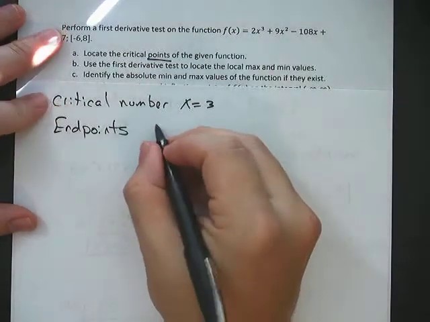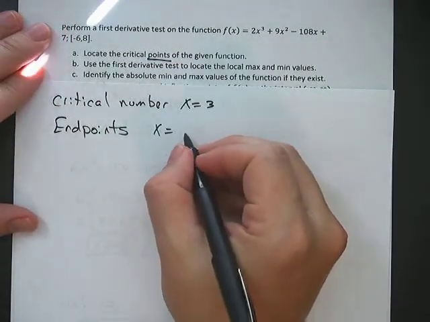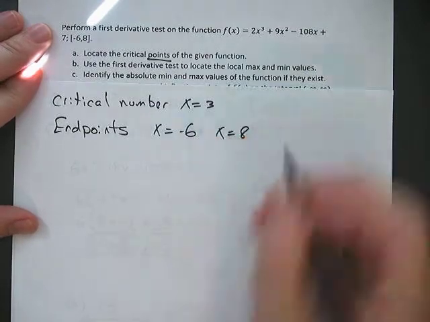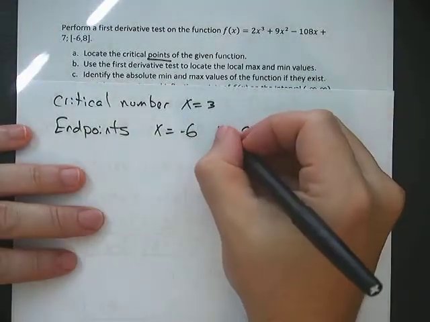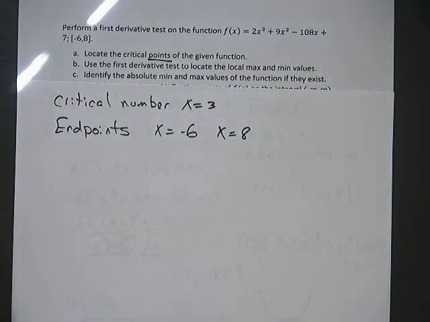So our endpoints would be x is equal to, what was the interval? -6 and 8. Okay, sorry, my writing's getting kind of atrocious there. So our endpoints are -6 and 8, and our critical number is 3. We need to plug all of these in to see if they are the absolute min and max of this function. Do we plug them into the original function or the derivative? Well, if we're trying to see where the function is biggest, that's maximum, and where it's smallest, that's minimum, we're plugging into the actual function.